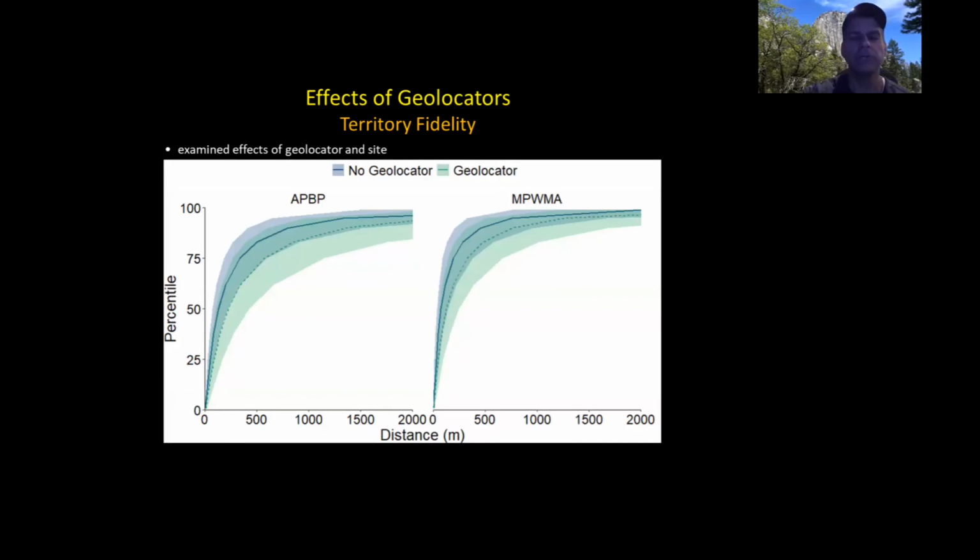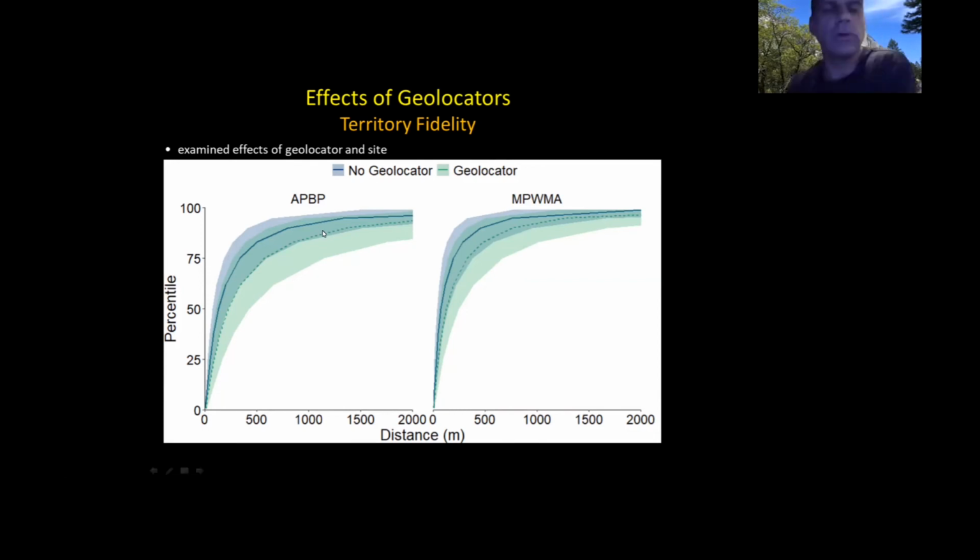So this graph shows the distribution of distances for each bird with and without geolocators at the Pine Bush and at Montague. The distance moved is here on the x-axis, and on the y-axis is the percentile of the distribution. You interpret the percentile like you would the birth weight of newborn babies. For example, if a newborn is in the 90th percentile, that means he or she weighs as much or more than 90% of the other newborns. The same interpretation applies here.